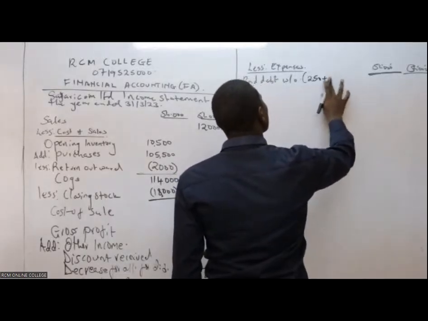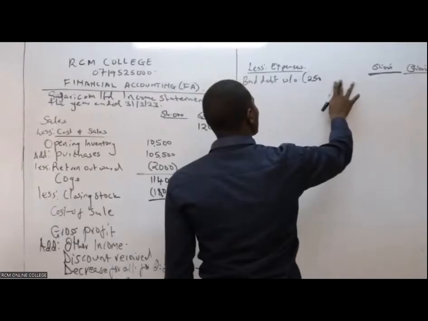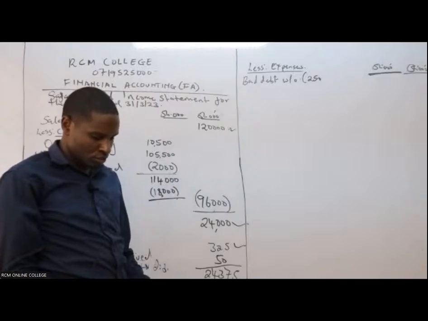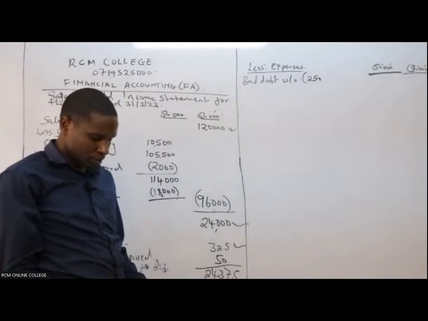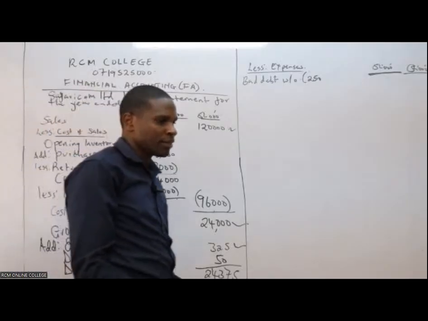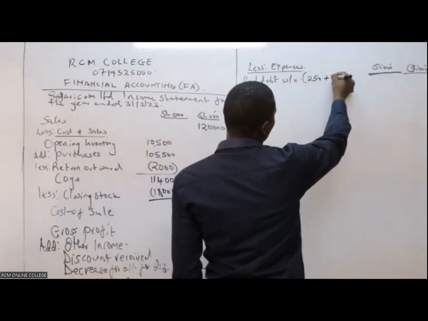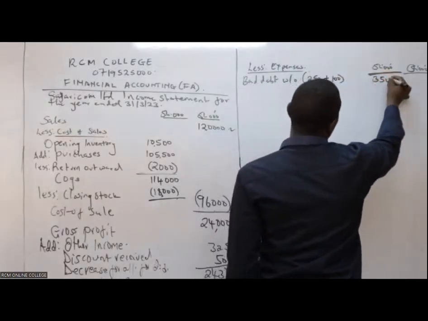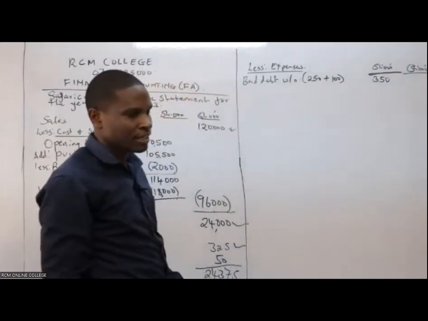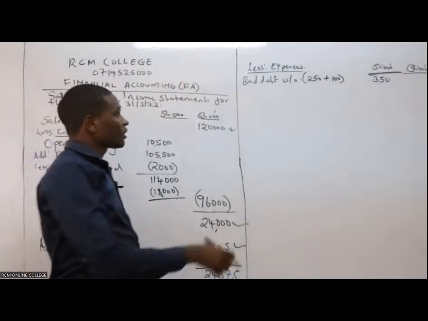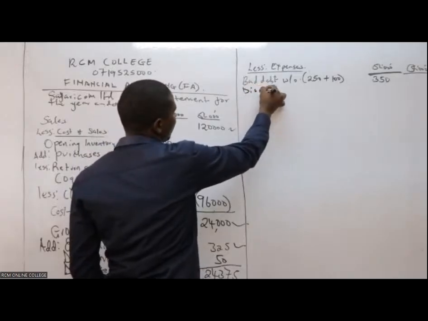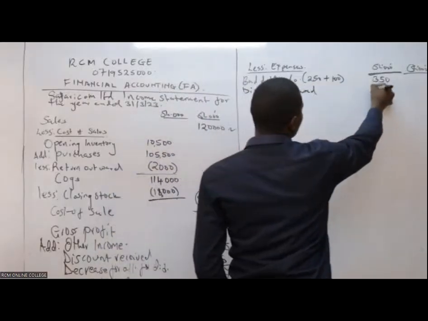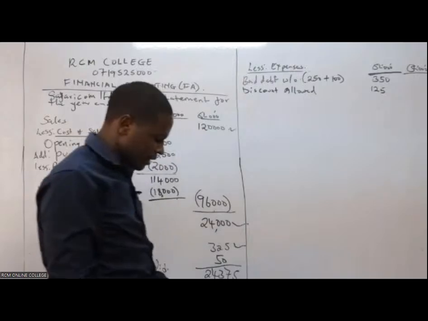Bad debt written off ni ngapi jameni? We have to check. We had that man who was declared bankrupt plus what? Plus the 100 that is in our trial balance. So this will be 350. That is an expense, a direct expense. Then discount allowed, of course this one we said, discount allowed, that is an expense. Discount allowed is 125.